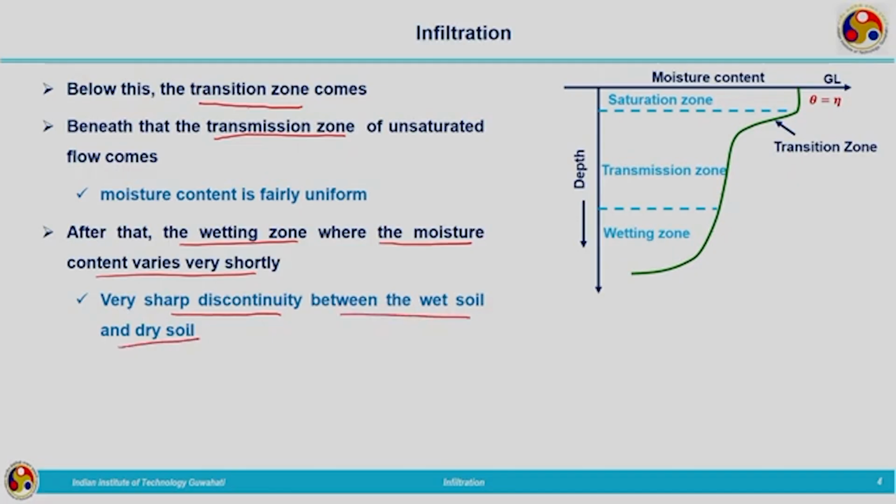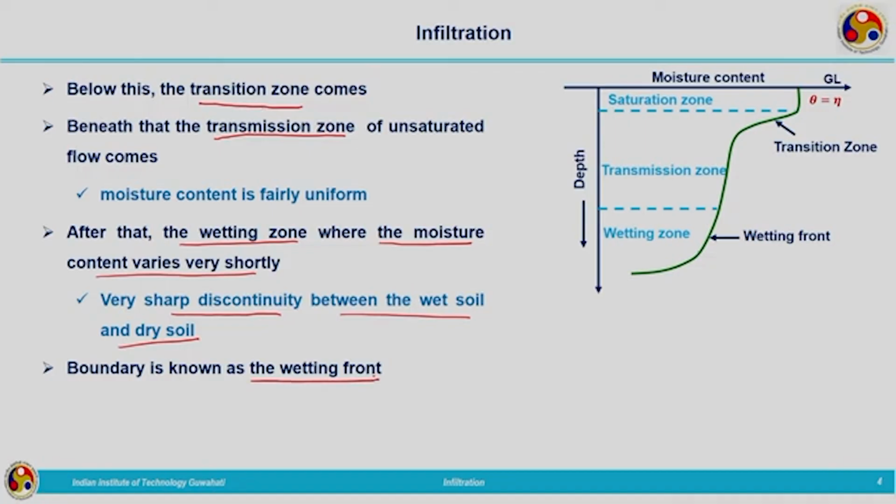We can very clearly see up to what level the water has reached. Beneath that there will be dry soil. So, the boundary between this wet soil and dry soil can be clearly visible, and that is termed the wetting front. The boundary between the wet soil and dry soil is named the wetting front.